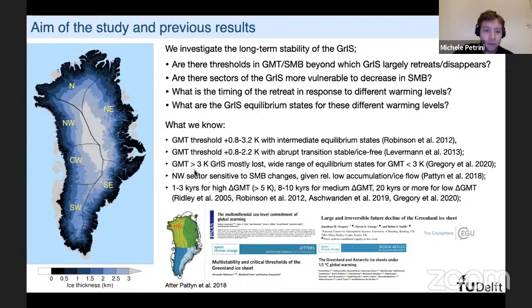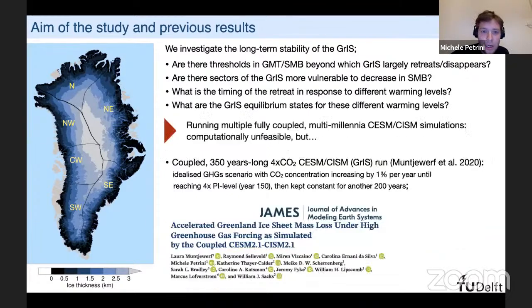Anyway, as for the timing of the deglaciation, we have times ranging between 1 and 3,000 years for very high forcing, 8,000 to 10,000 years for, we can say, medium forcing, although it's a bit different to compare between the studies because they use, of course, different methods, and 20,000 years or more for lower global mean temperature anomalies. Now, in an ideal world, to answer this question, we would run multiple fully coupled multi-millennia CESM simulations, but of course, this is computationally unfeasible.